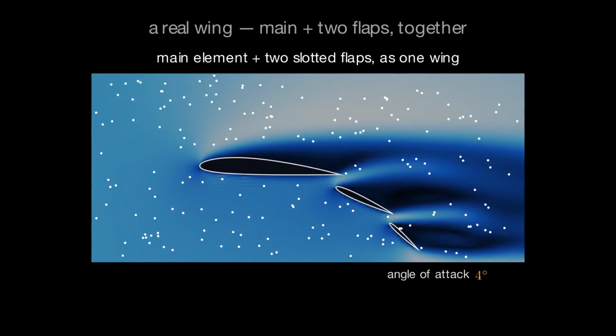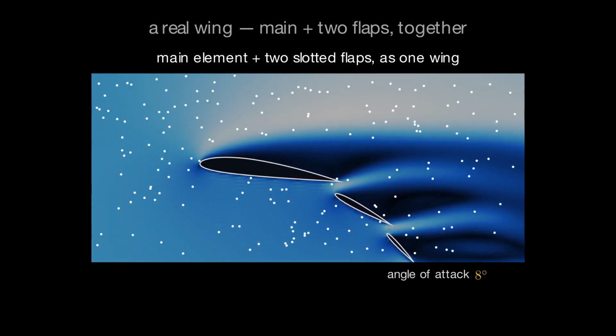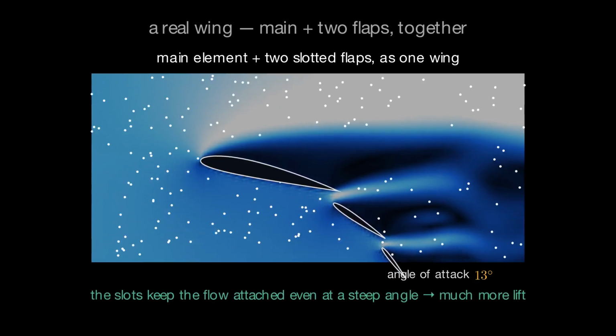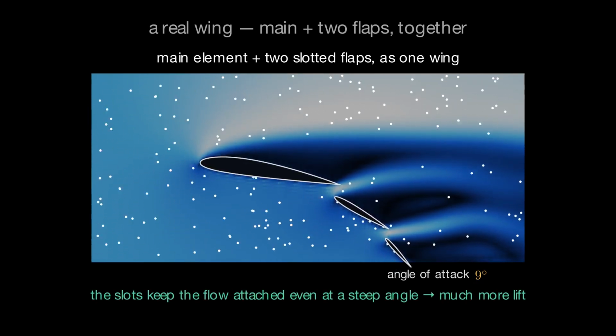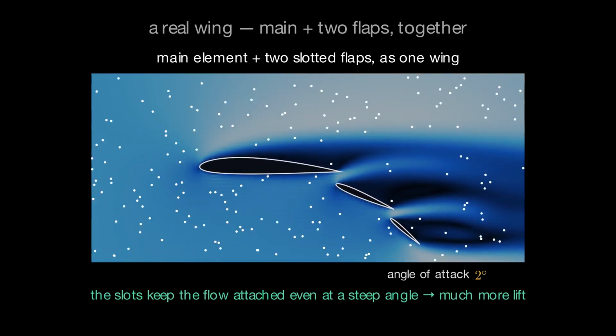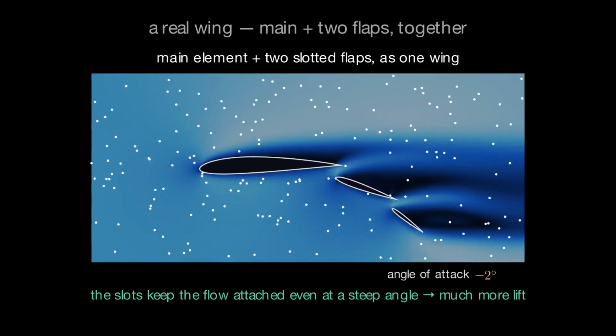A real wing isn't one piece. An airliner coming in to land unfolds a main element and two flaps behind it, and they all pitch together as one big wing. Watch the slots between them. Each one feeds fast air onto the next piece and keeps the flow glued down, even at a steep angle, for a huge amount of extra lift.